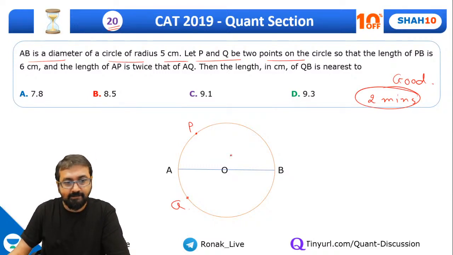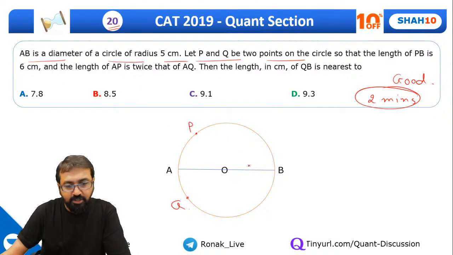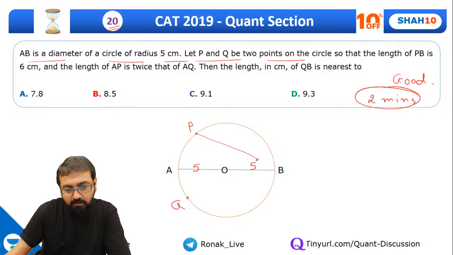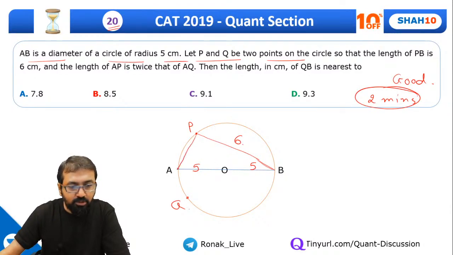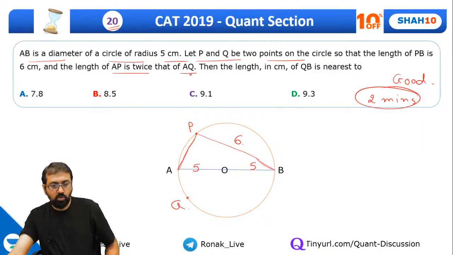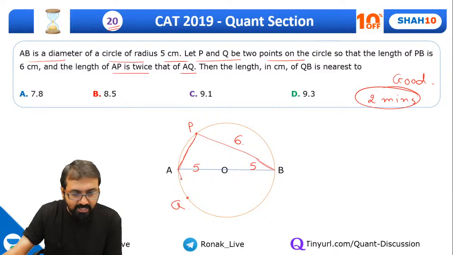So let's take it this way. AB is the diameter, so the radius is 5, so this is also 5, and let P and Q be 2 points on the circle so that PB is 6 centimeters. Of course the figure is not drawn to scale, so this is 6 centimeters. This complete will become 10 if I connect it over here. So this is AP, and AP is twice that of AQ.